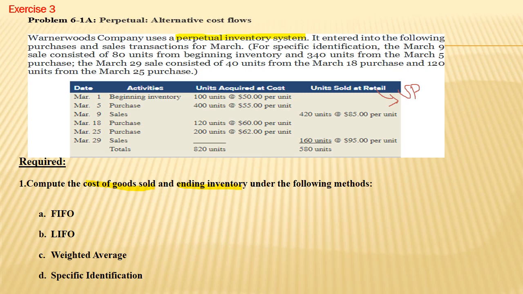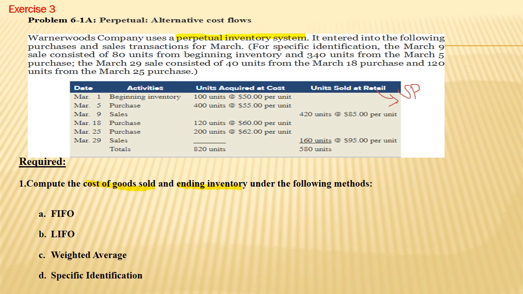And we have here a table consisting of a column for the date, a column for the activities, either beginning inventory, sale or purchase, and a column for units acquired at cost, how many units acquired and how much cost per unit, and finally units sold at retail. And by retail I mean the selling price, how many units were sold and at how much selling price per unit. And the totals here for the units in the last row. Required here: compute the cost of goods sold and ending inventory under the following methods.